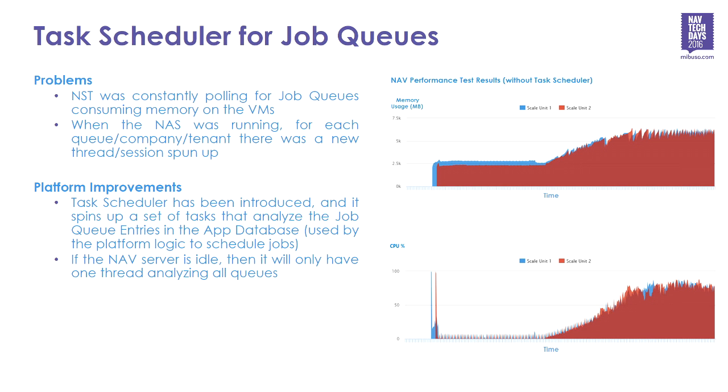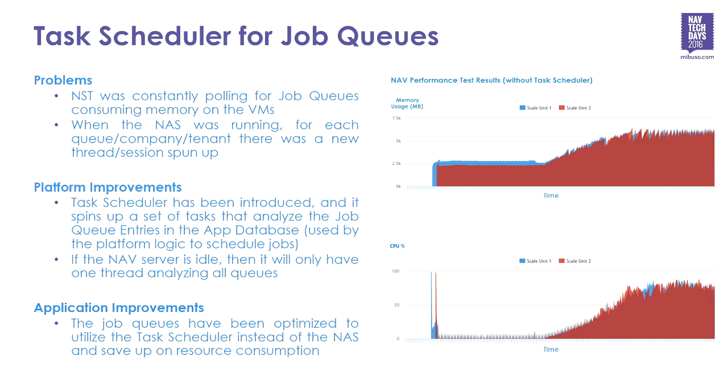So when the NAV server is idle, a single thread is used to execute those operations. A small comment about this: if, for instance, some task is set to run as another user, of course, another thread will be created for that task while it executes. However, it's still a much better situation than before. After we introduced the task scheduler, we made the application improvement, and we optimized the job queues by using the task scheduler. Thanks to this, we got much lower resource usage. And task scheduler is available in the platform, so go ahead and start using it today.